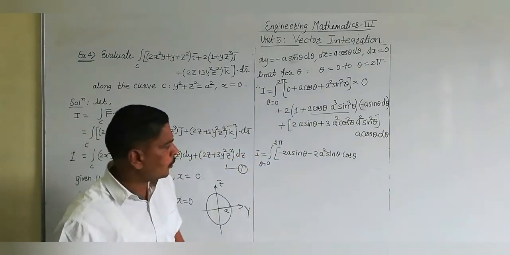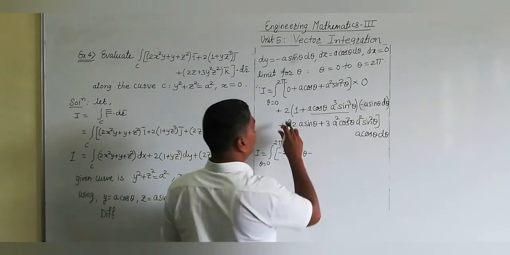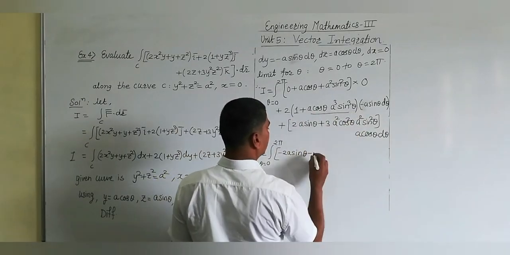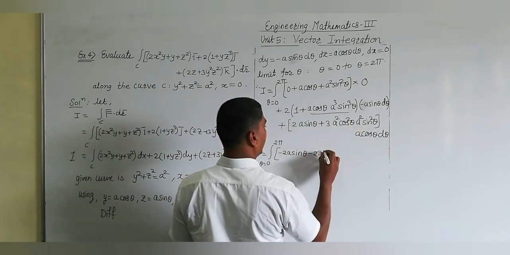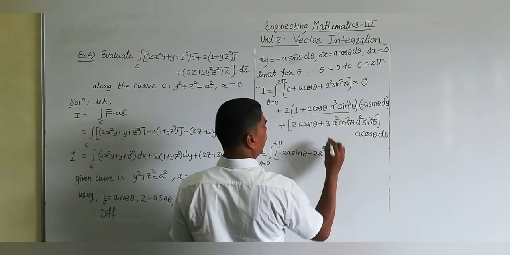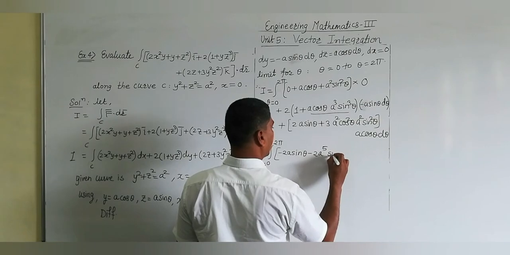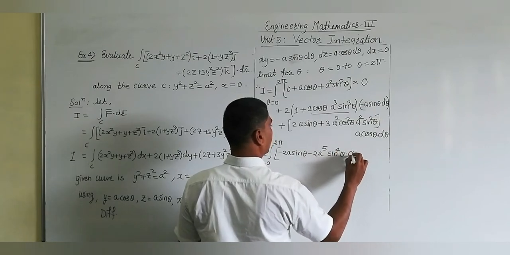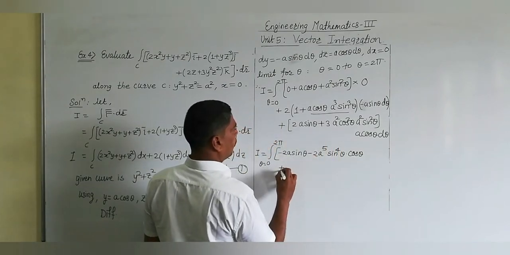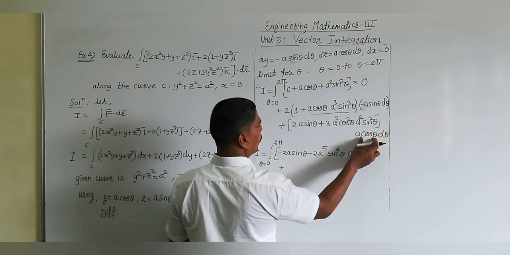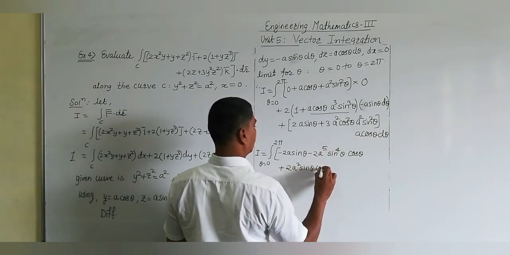So after simplification, the total simplification: 2 into this minus becomes minus 2a into a cubed, which is a raised to 4, into a, becomes a raised to 5. Cos is a single term, and the sine terms: sine cubed theta into sine theta becomes sine raised to 4 theta into cos theta. Then this simplification becomes plus 2a sine theta into a cos theta, which is 2a squared sine theta cos theta.